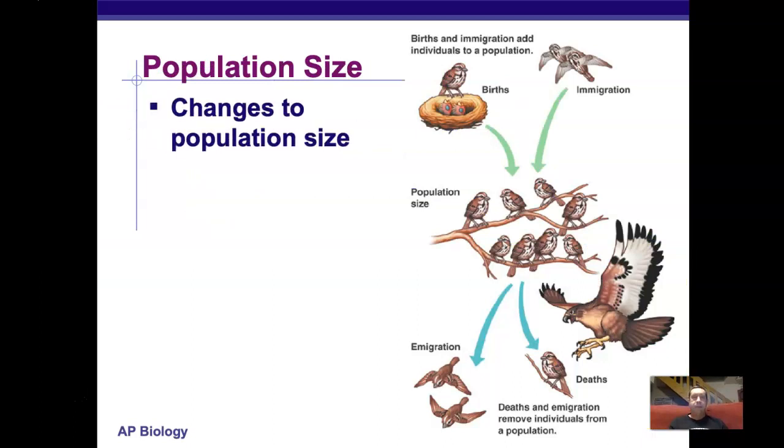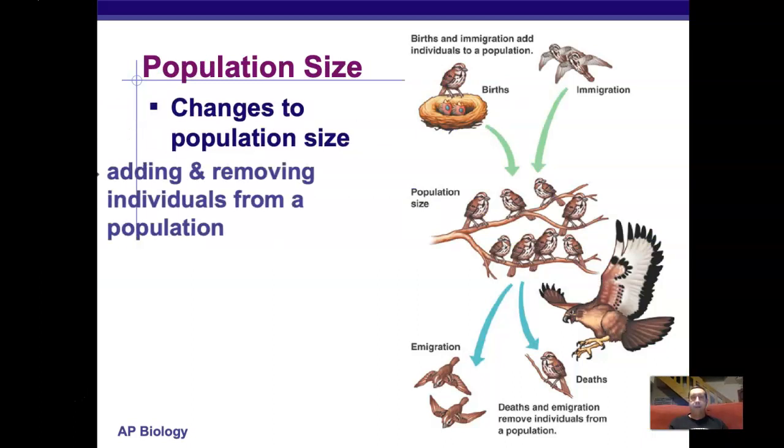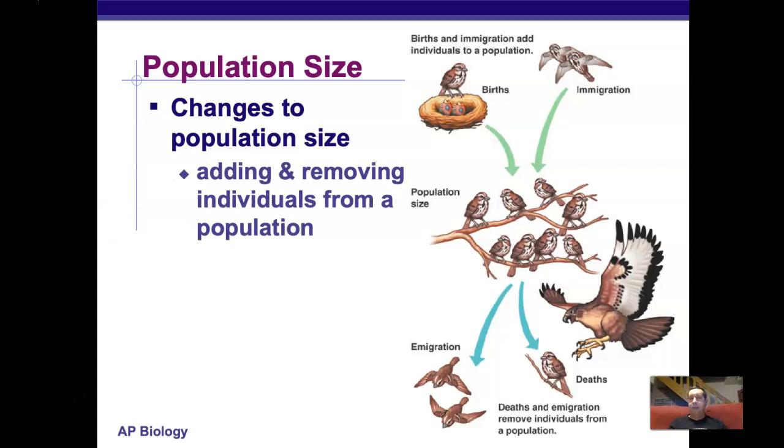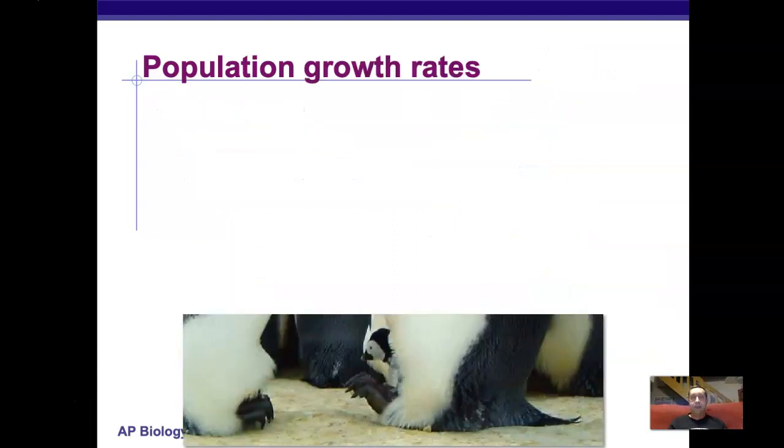And then finally, population size. How big is the population? Obviously, adding or removing individuals from the population is going to change the population size. You can add through births, you can remove through deaths, immigration, individuals moving in, and emigration, moving out. So those four factors affect population size.